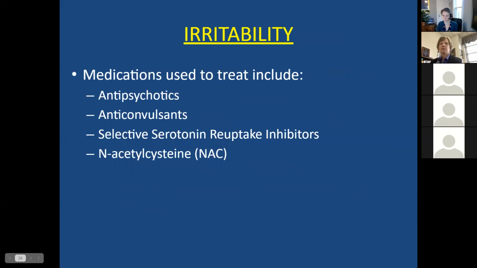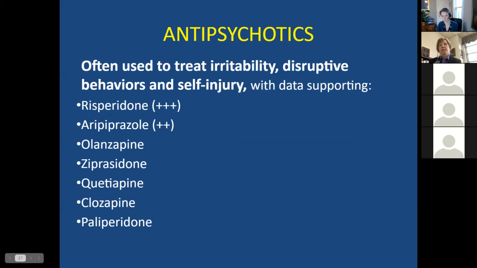Irritability. So the medications used to treat irritability include antipsychotics, anticonvulsants, serotonin reuptake inhibitors, and there's a supplement called N-acetylcysteine, NAC, which can be helpful in some cases as well. Next slide. So various antipsychotics are used to treat irritability. The best evidence is with risperidone and then aripiprazole, followed by several others, a few of which we will cover in some of these slides. Next slide.